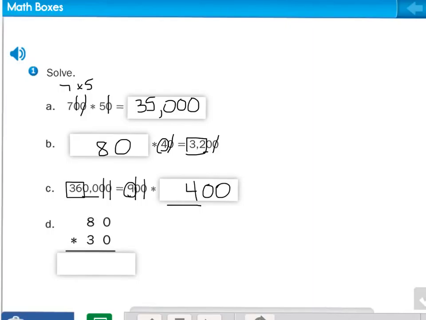Okay, for D, if we just do some mental math, we know that's 1, 2 zeros, so I can go ahead and put those in my answer. And then simple math of 8 times 3, and 8 times 3 is 24. So my answer is 2,400.